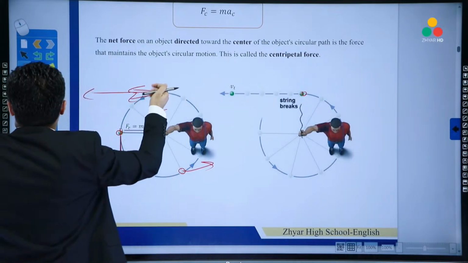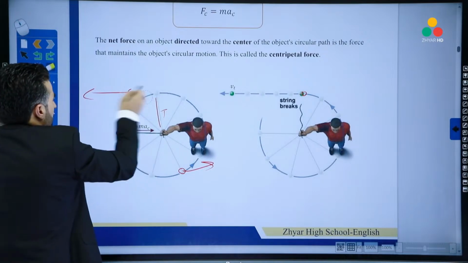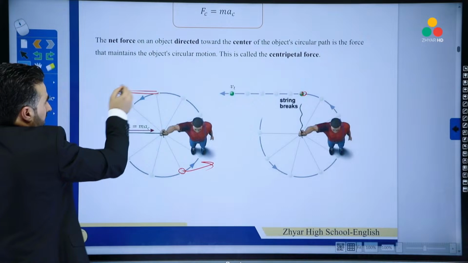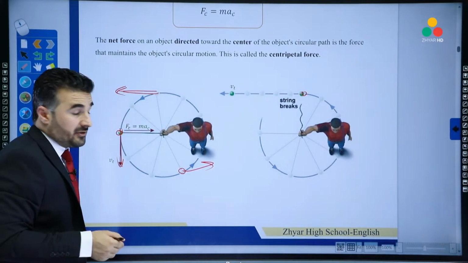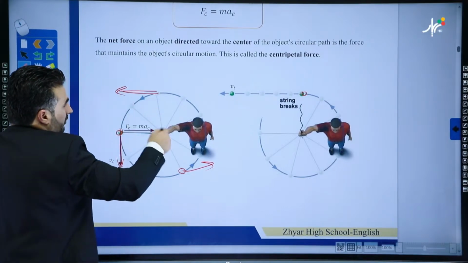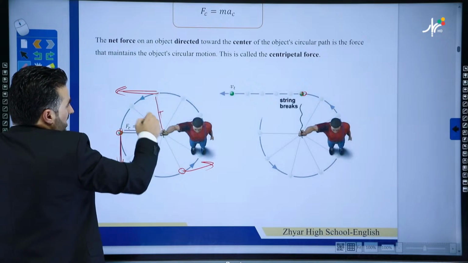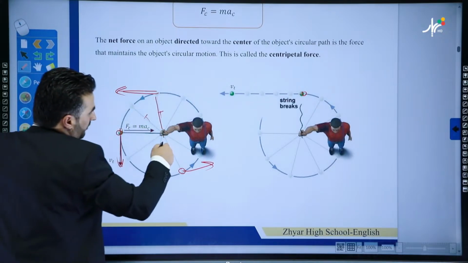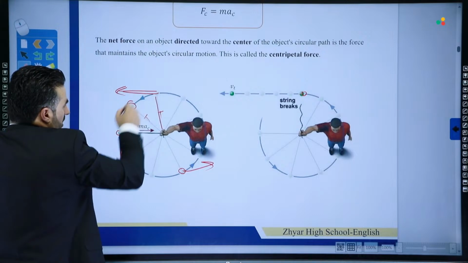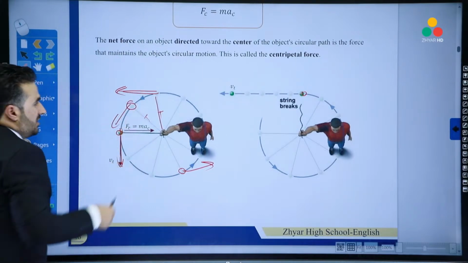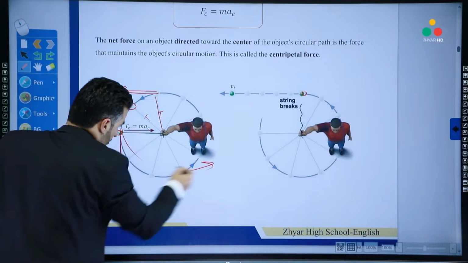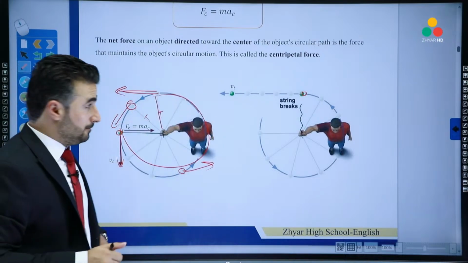Because it is moving in this direction, it tries to keep the object moving in a straight line. But what keeps changing that? Of course, it is the force inside the string, or you can say the net force in the string, that keeps changing the direction of the motion of this ball. You can see here that it makes this mass move in a circle.